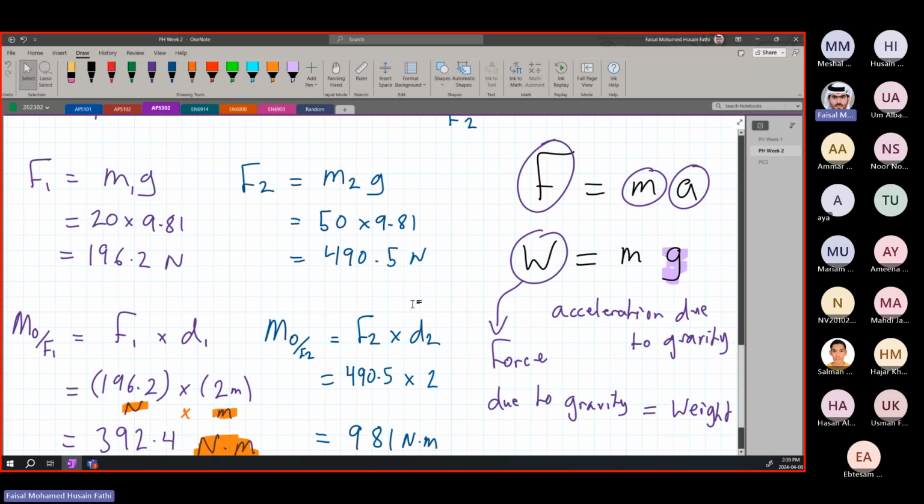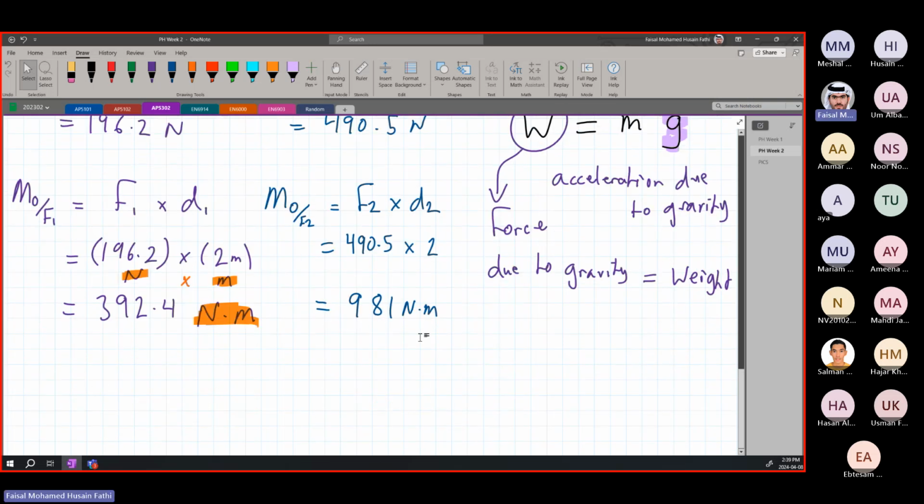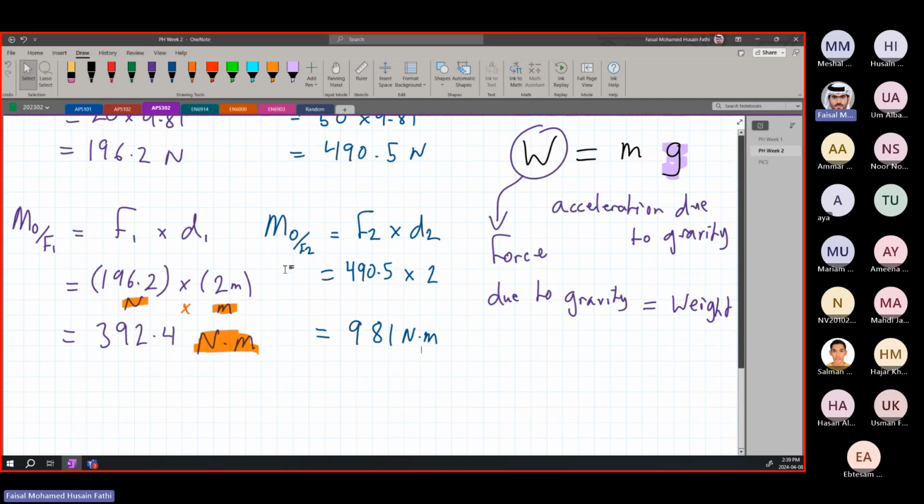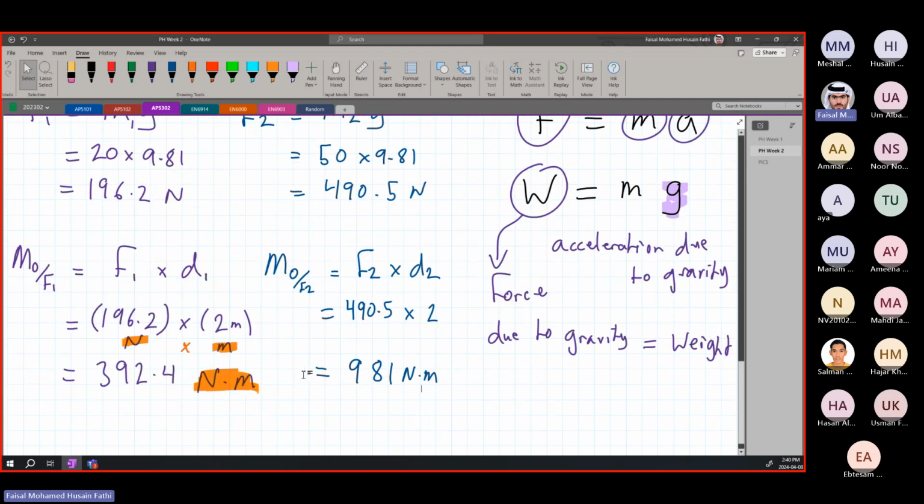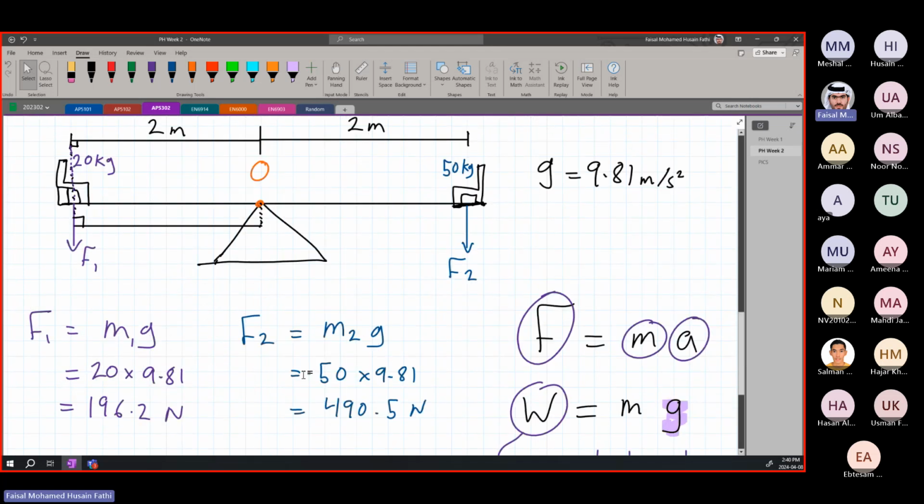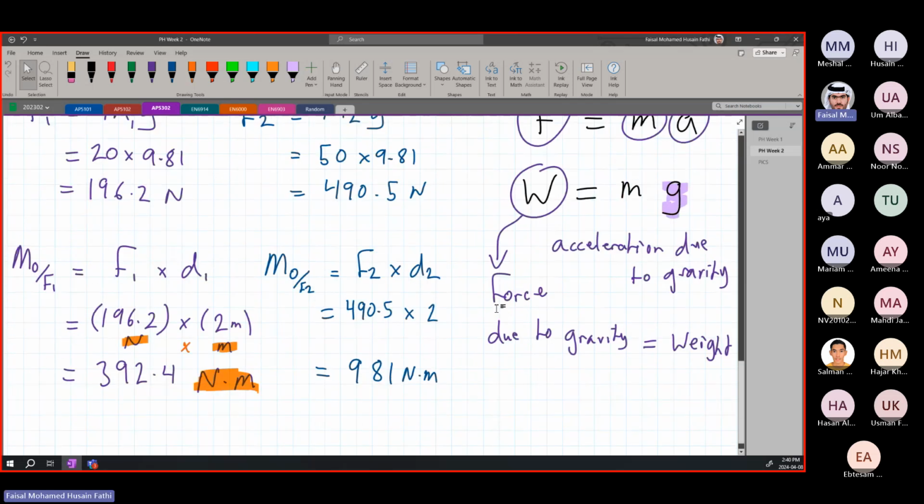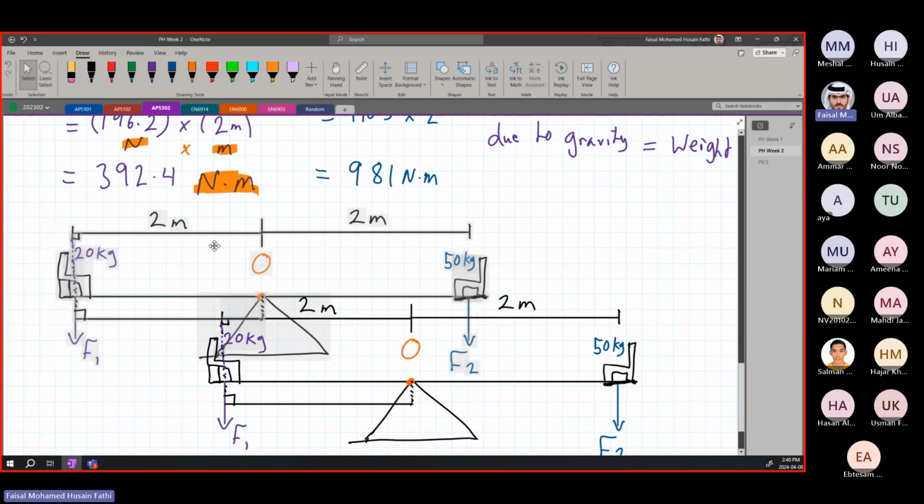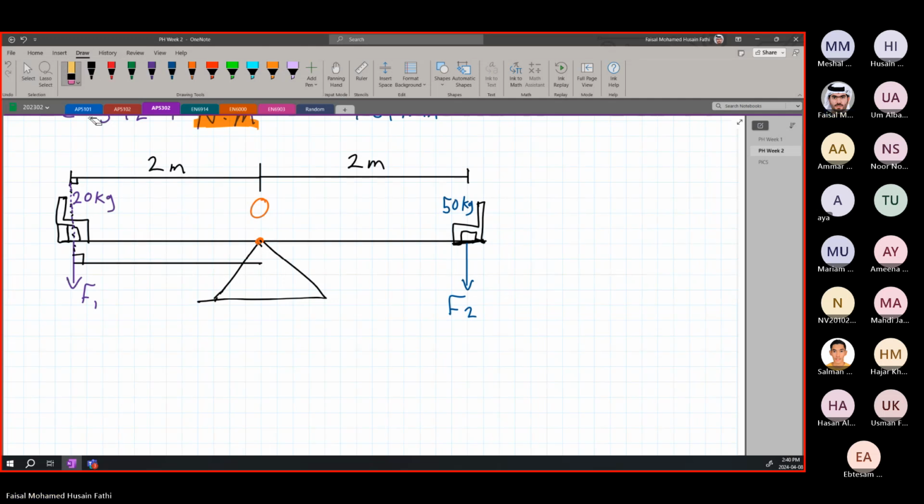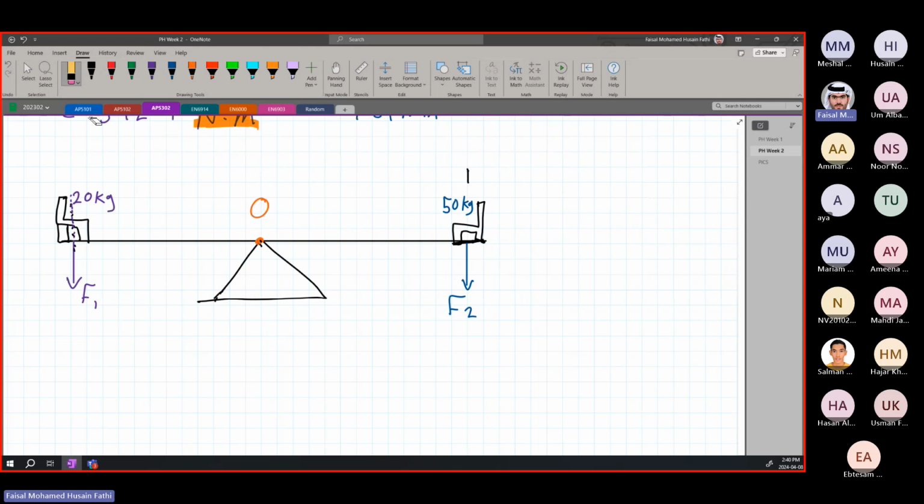Now, here we have found the values of the two moments, but we do not have the sign of them. How do we know which sign it is? We are going to go back to the diagram itself. Let me just redraw this down here. We don't need the 2 meters anymore. We're just going to look at the forces that we have. This is all we care about now.